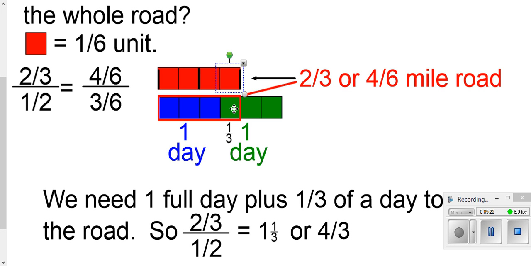We really only need to do one of the 3 parts of that second day. So it's really 1 day and 1/3. So when we divide 2/3 by 1/2, we get 1 and 1/3. Or if you count up how many thirds, 1, 2, 3, 4, we get 4/3.